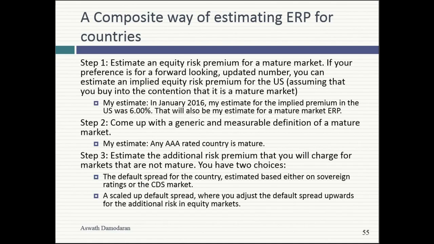I took the S&P 500. I did an implied premium. Then I made a leap of faith. I said the S&P 500's premium is roughly speaking the premium that I'm going to use as a mature market. I don't know whether you remember, but at the start of 2016, the implied equity risk premium I came up with for the S&P 500 was 6.12%. I could use that as my mature market premium.